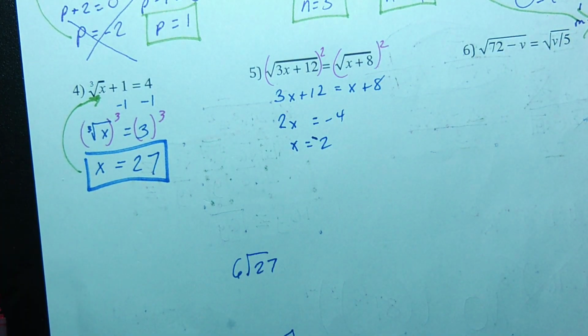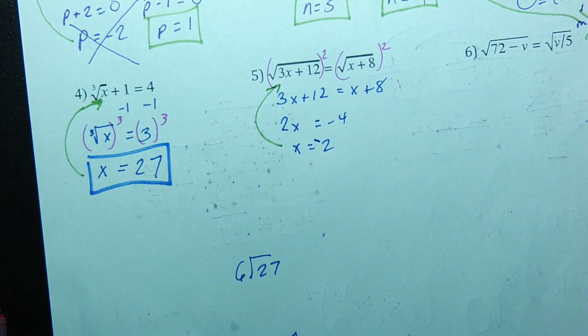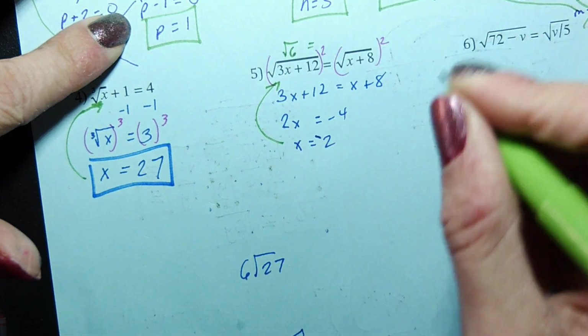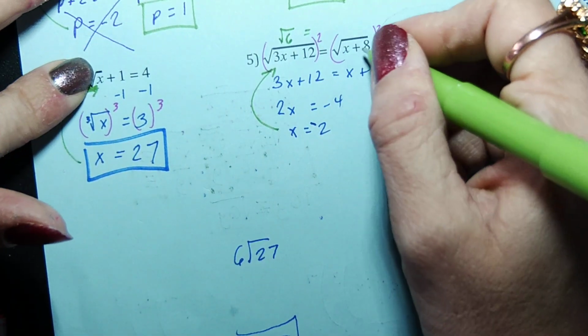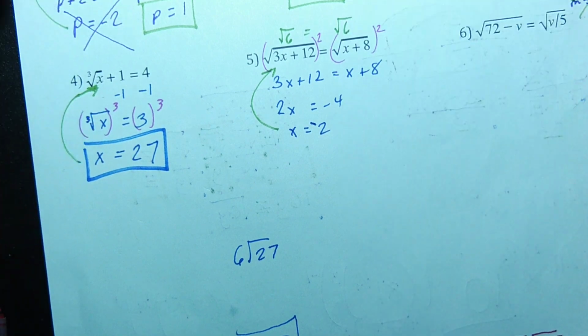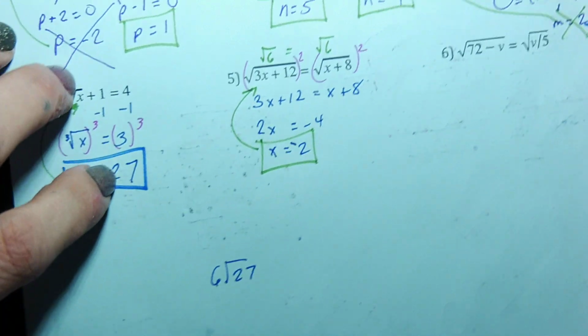Plugging back in. 3 times negative 2 is negative 6, plus 12 is 6. So the square root of 6 is what we get on the left. And on the right, we get negative 2 plus 8 is 6. So we get the square root of 6 as well. So same thing on both sides. So our answer checks out.